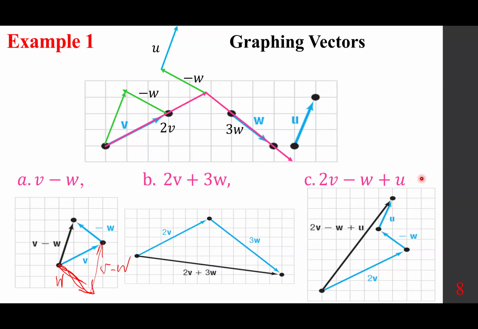A quick recap. V extended by a factor of 2 becomes 2V. Minus W, we already had it, just put it up here, right? It's parallel to that, or just the opposite. And then U, put it to the terminal point of minus W, and then connect this. The initial of 2V to the terminal point of U. That's what you get.